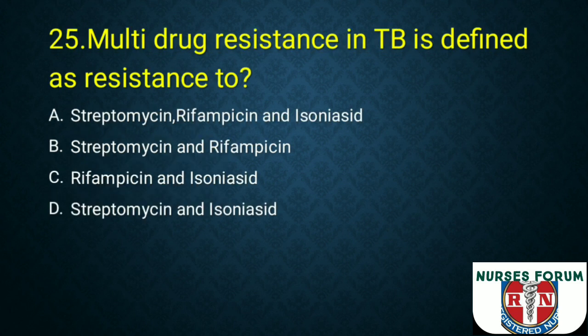Next question. Multi-drug resistance in TB is defined as resistance to streptomycin, rifampicin and isoniazid. Streptomycin and rifampicin. Rifampicin and isoniazid. Streptomycin and isoniazid. And the right answer is rifampicin and isoniazid. Patients who are resistant to rifampicin and isoniazid are considered as multi-drug resistant TB.